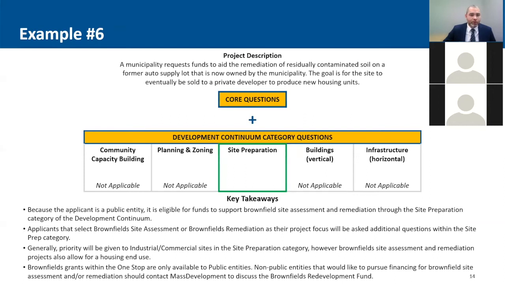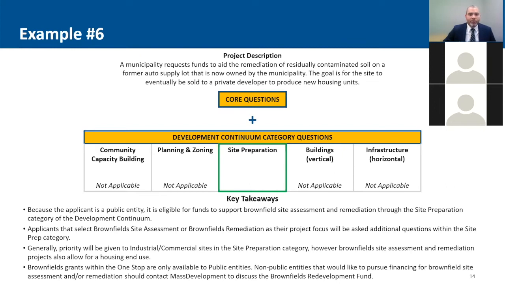There are two options for brownfields projects in the site preparation category. Brownfield site assessments, which is a pre-development activity, and brownfield remediation, which is an implementation activity. In this case, the applicant would select the brownfields remediation option as the project focus.